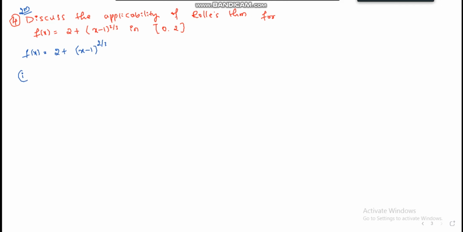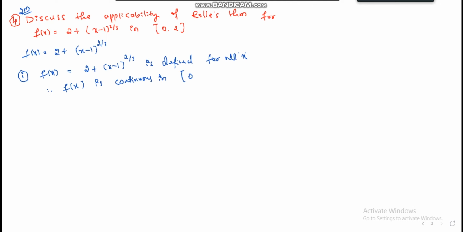The first step is directly right here. f(x) is equal to 2 + (x - 1) whole raised to 2/3 is defined for all x. Therefore f(x) is continuous in the closed interval [0, 2]. Right, the first condition is clear, it is satisfied. Then we go for the second one.